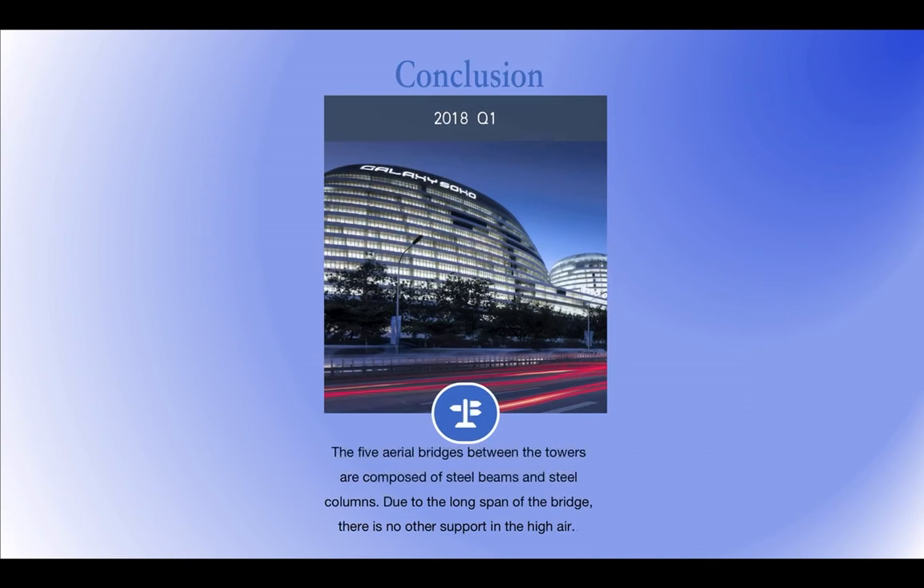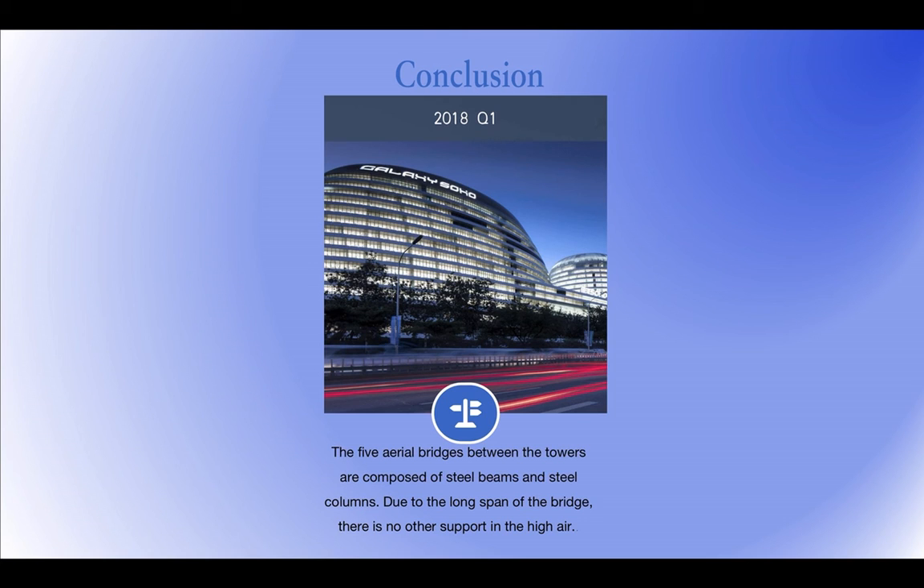5. Summary. The 5-level bridges between the towers are composed of steel beams and steel columns. Due to the long span of the bridge, there is no other support in the high air. Only the steel structure can withstand the bending moment on a long span, and the design can be realized under constraints of economy and technology.